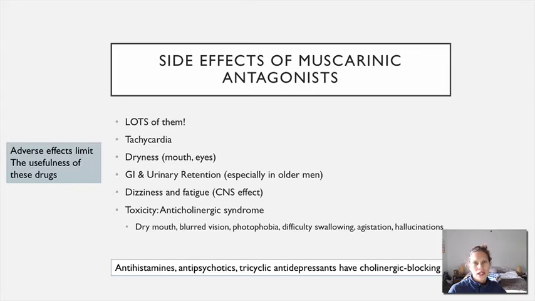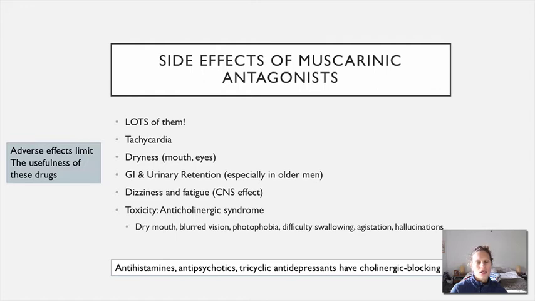Dizziness and fatigue, again, is another central nervous system effect, but it is quite profound in some patients and can limit the use of these. If somebody has been given a muscarinic antagonist, signs of toxicity of these anticholinergic drugs are referred to as anticholinergic syndrome. And the symptoms of that are, I think, things that we can anticipate.